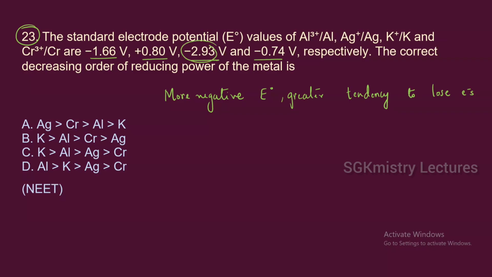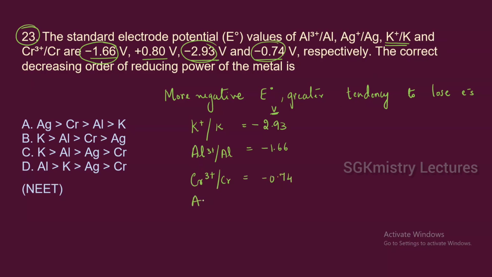So minus 2.93 is the most negative, which corresponds to K+/K. The next negative value is for the first one, Al3+/Al, which is minus 1.66 volts. Next is the last one, chromium, Cr3+/Cr, which is minus 0.74. And then we have Ag+/Ag, which has a value of plus 0.8 volt. So now it is very clear that for potassium the reducing power is maximum.